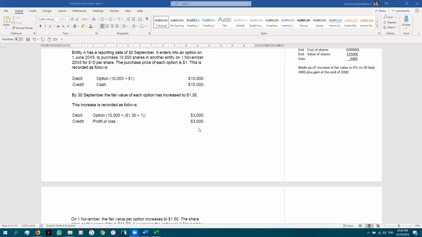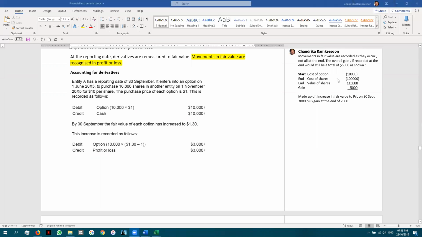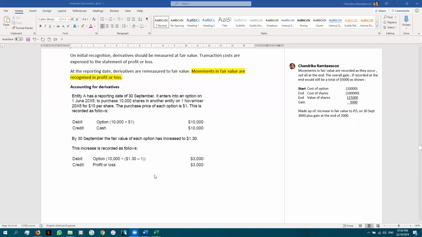From a financial management perspective, it may have been calculated like this. Okay, movements in fair value are recorded as they occur. That's how we showed it here, and of course down here. Not all at the end. Now, from a financial management perspective, you may just do one calculation at the end. The total gain would be the same as shown here, but for financial reporting, it has to be revalued to fair value at each reporting date. The overall gain, if recorded at the end, would still be a total of 5 as shown below.